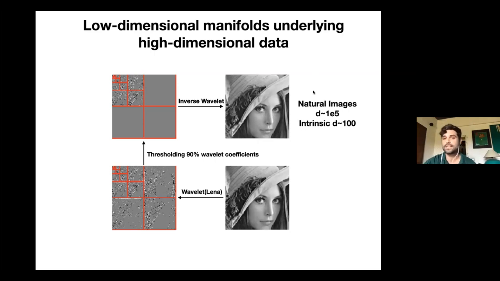What does it mean? It means that this image, which actually lives a priori in order of 10 to the 5 dimensions, which is the number of pixels, has an intrinsic dimension which is much lower, which can be of the order of hundreds, which is the number of wavelet coefficients that actually matter.